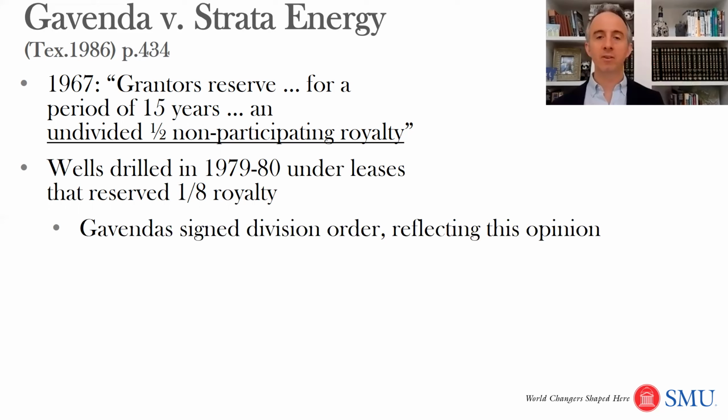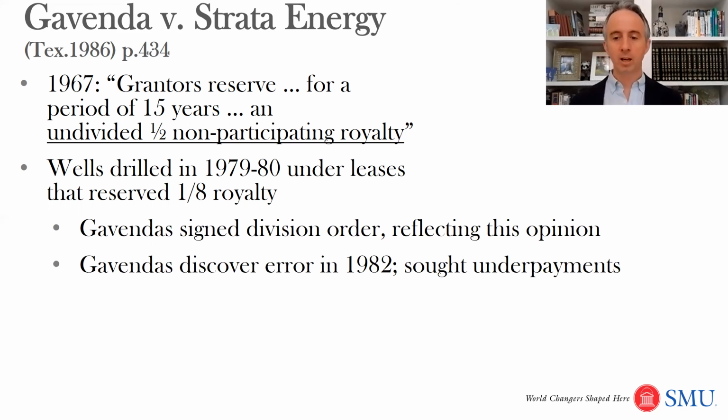How much do they give to the Govendas under their division order from that well? Well, they didn't give half of the oil from the well. Instead, they gave 1/16 of the oil from that well. Why is that? Well, we'll talk about that. But why did the oil and gas company make this mistake?